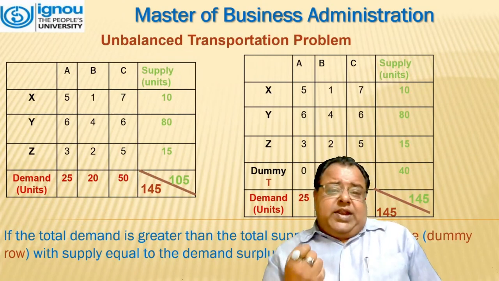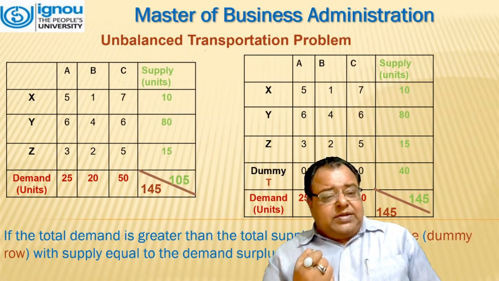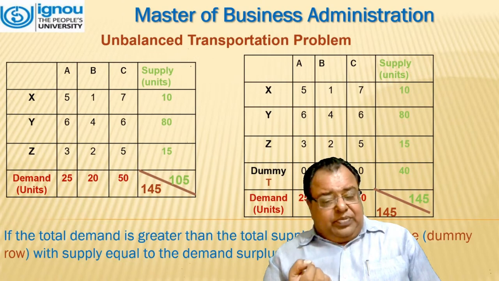Now, how to proceed when the transportation problem is unbalanced? That means demand and supply values are not equal.